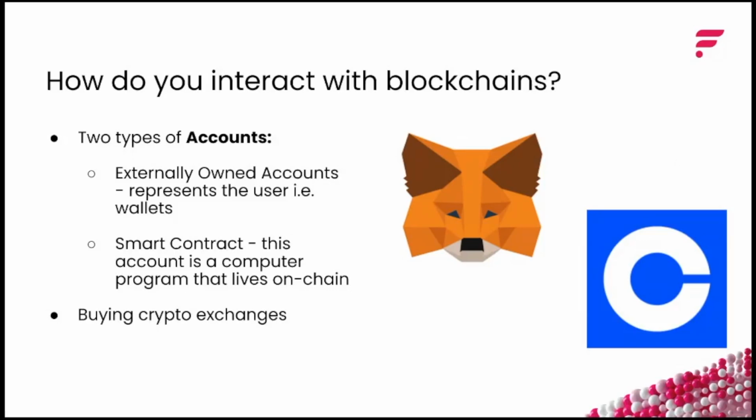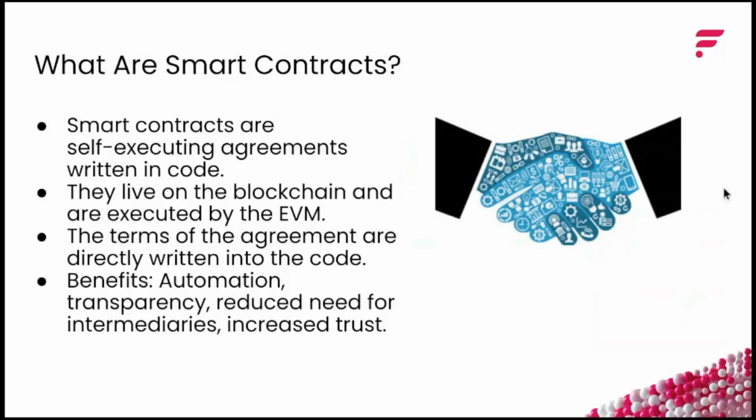And the other type of account is a smart contract. Okay. And that's the account that has a computer program that you can write and send on the blockchain, that lives on chain, etc. And you get cryptocurrency by buying it from an exchange, or you could also receive it. We'll talk more about that in the upcoming presentation. So what are smart contracts?